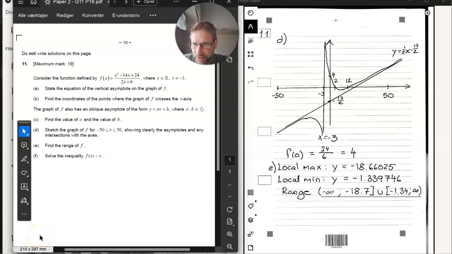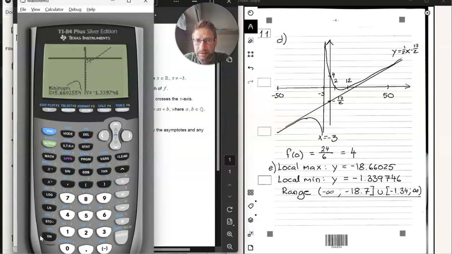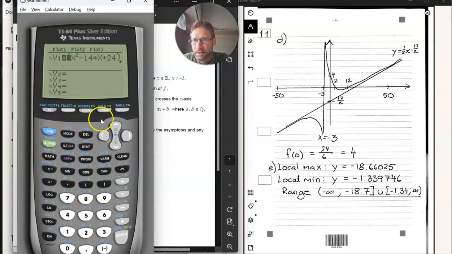Finally, question F tells us to solve the inequality where f of x is larger than x. And for that, we need to compare the graph where we can see the y-coordinates of f of x to the y-coordinates that are equal to x. So it's tempting to just go to this graph and say, now I'm putting in an extra function where y is just equal to x. And we put that on the graph. And it looks like this.